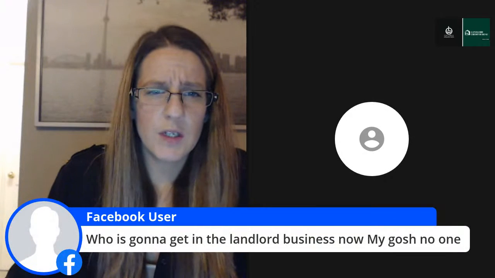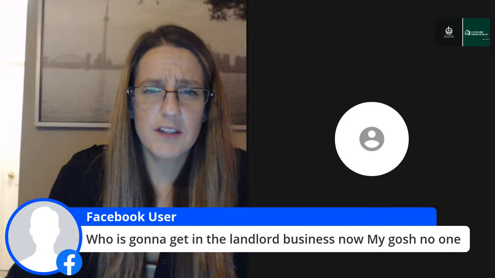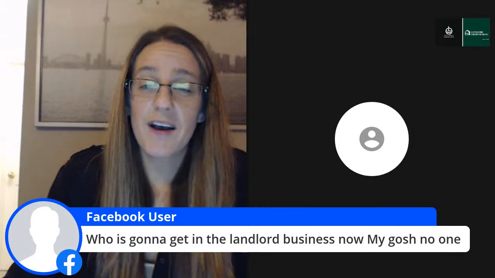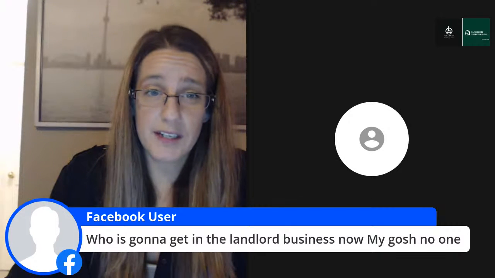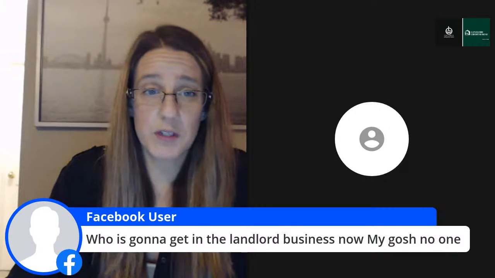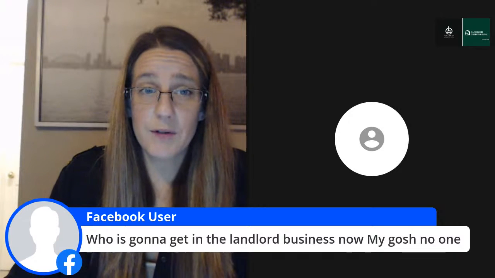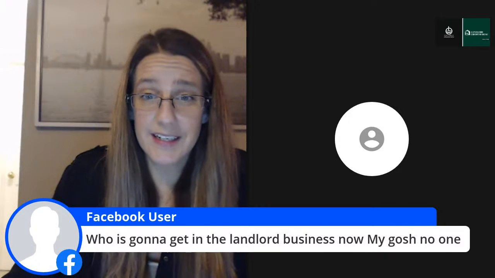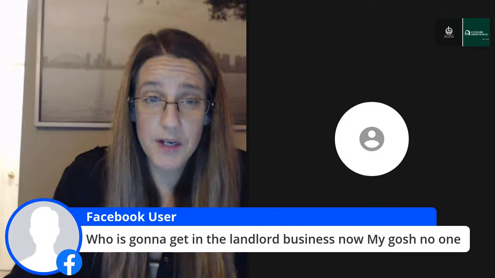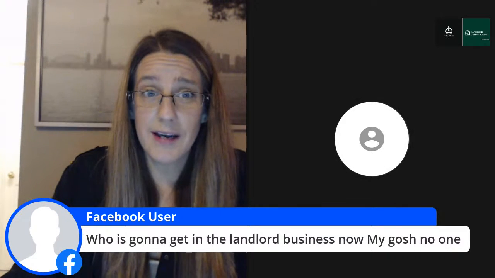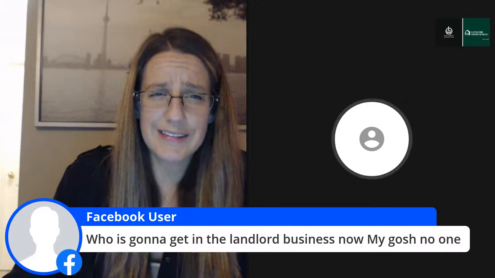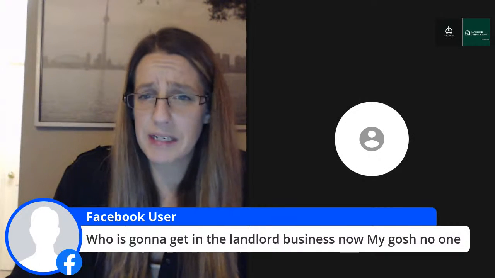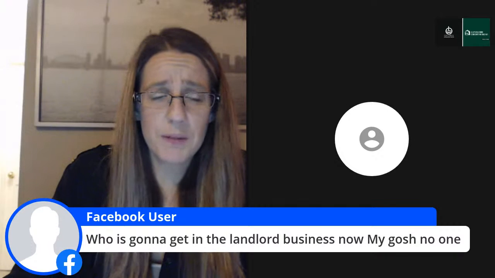What's this one? Who's going to get the landlord's business now? My gosh, no one. Even the Airbnbs have been severely affected through COVID, as well as student housing. Now there's the taxes on empty units that's coming up, and people from outside of Canada trying to invest inside of Canada. I don't think we really see the effect that's actually happening here.